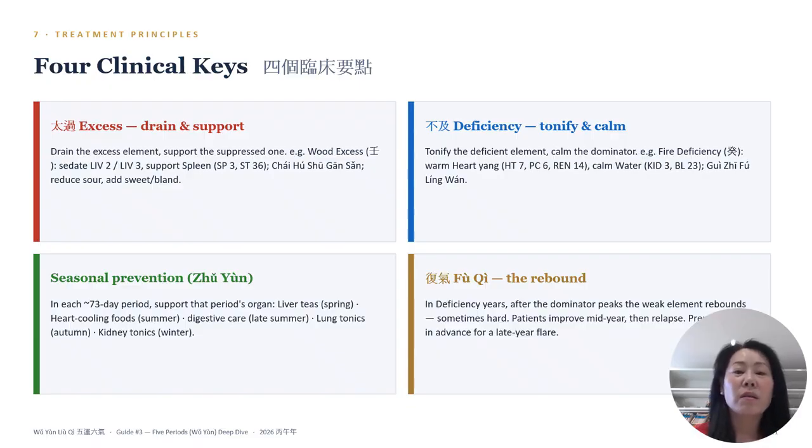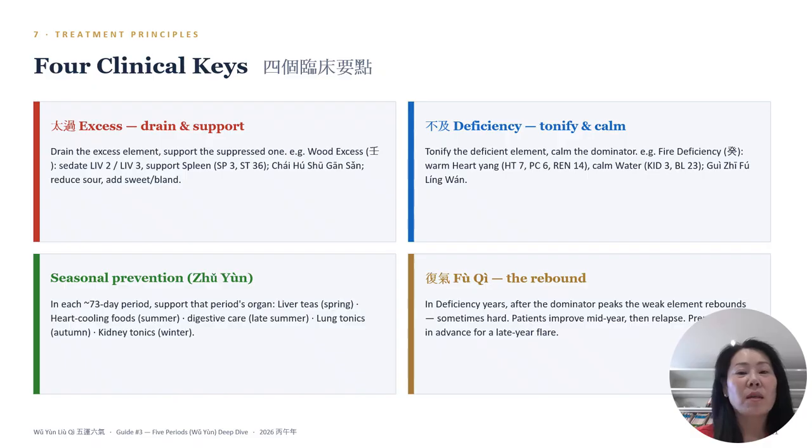Third, seasonal prevention using the host period. In each 73-day window, simply support that period's organ. Liver teas in spring, heart-cooling food in summer, digestive care in late summer, lung tonics in autumn, kidney tonics in winter. And fourth, the one to really remember, the rebound.